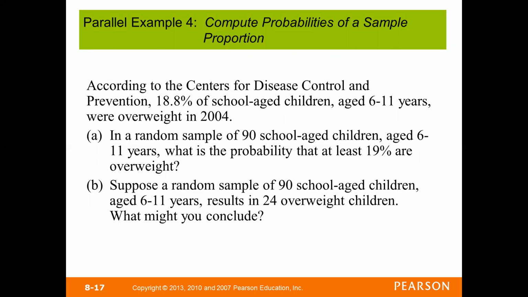According to the Centers for Disease Control and Prevention, 18.8% of school-aged children aged 6 to 11 were overweight in 2004. In a random sample of 90 school-aged children aged 6 to 11, what is the probability that at least 19% are overweight? And given that we end up with a sample where 24 of the 90 are overweight, what might we conclude?